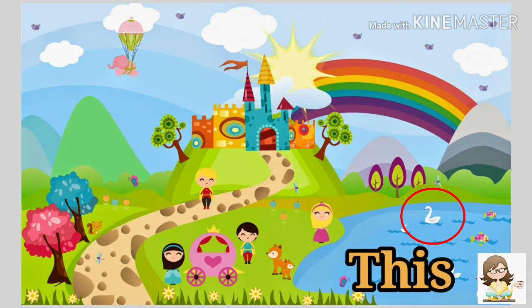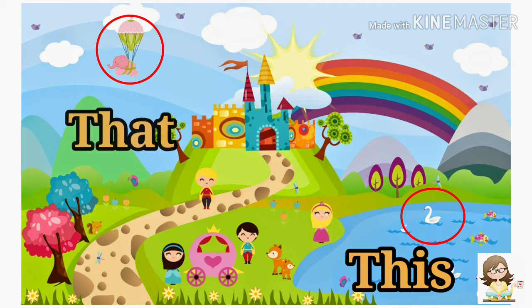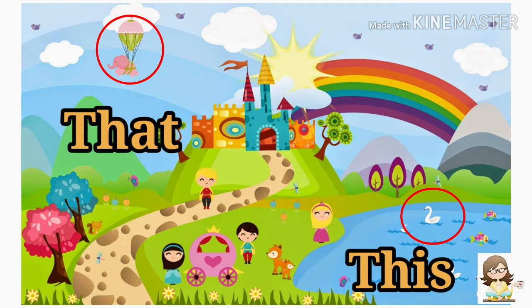This is a swan. මේ ඉන්නේ හංසයෙක්. That is a parachute. අර තියෙන්නේ parachute එකක්.